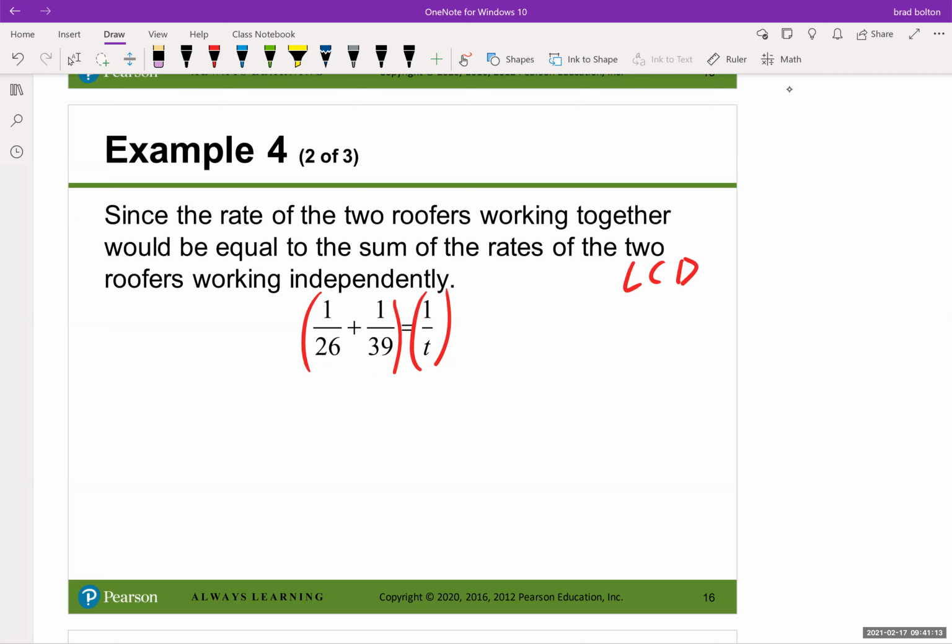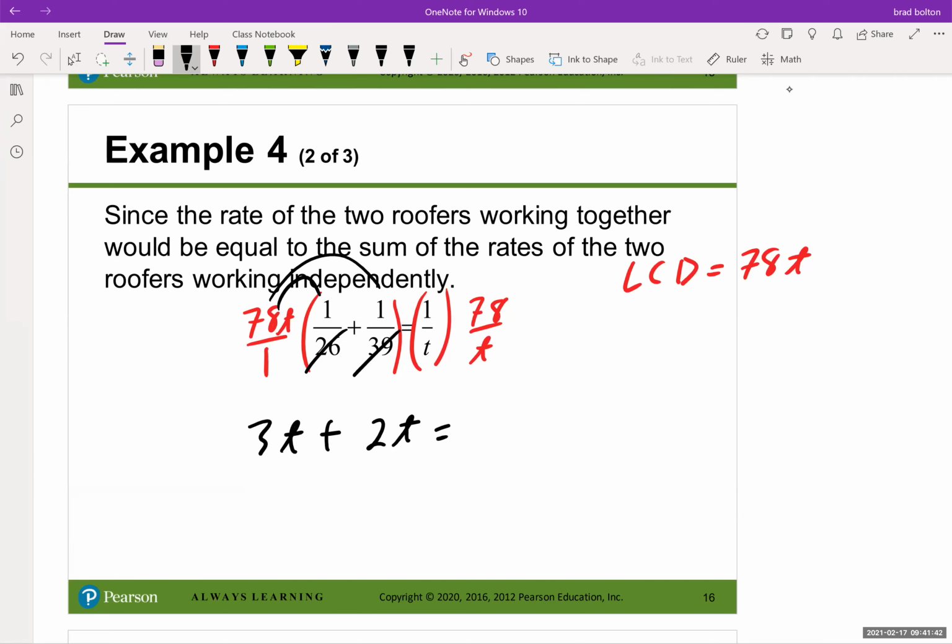So then I also have to incorporate the T. So I'm going to say 78T is my LCD. Okay, so I'm going to multiply everything by 78T over 1. Now I know the 26 and the 78 are going to cancel, and this is going to become 3T plus, now I know the 39 and the 78T, remember I'm distributing, is going to become 2T. Now, oops, did I write this as 78 over T? Sorry about that. It's going to be 78T over 1. I apologize. Please fix that in your notes. So then the T's will cancel and we'll be left with 78.